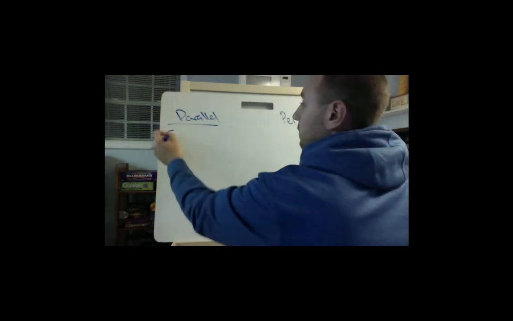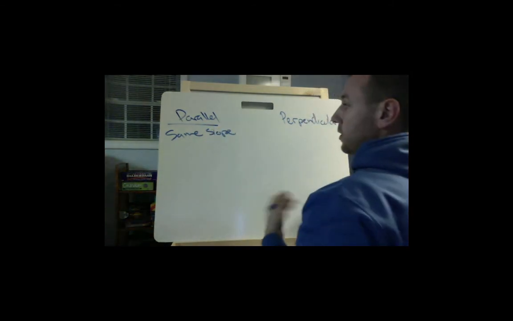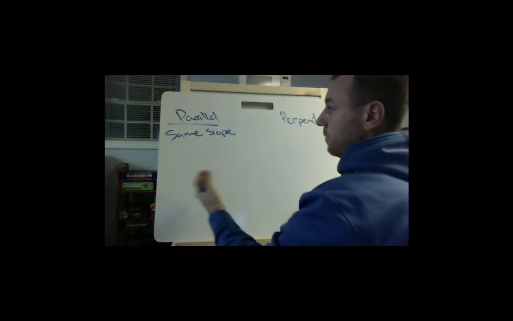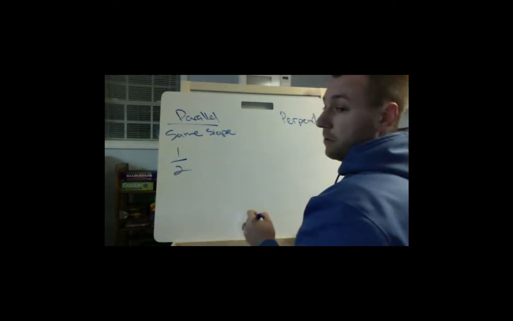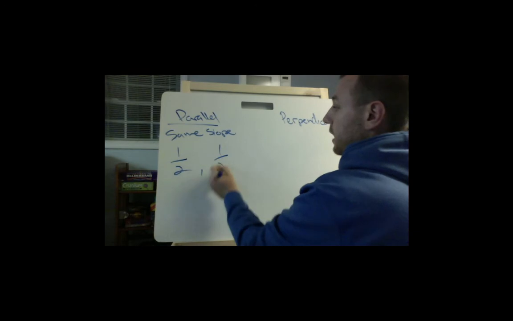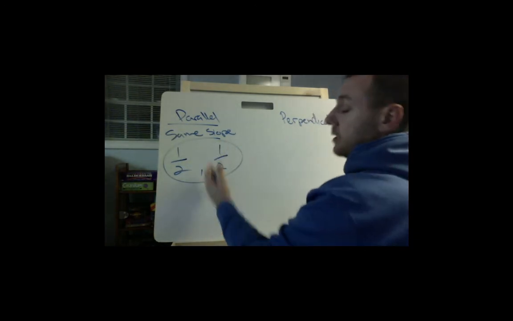Parallel means they have the same slope. So I would have, let's say, 4 points, and if this is a slope of 1/2, and this is 1/2, these are the same. That means that the lines are parallel.